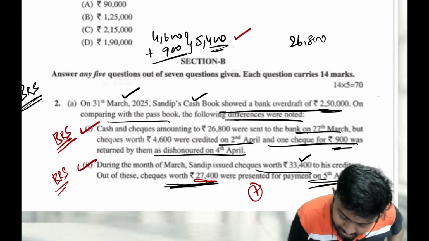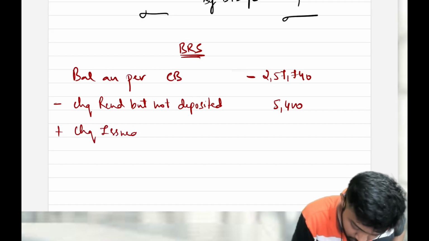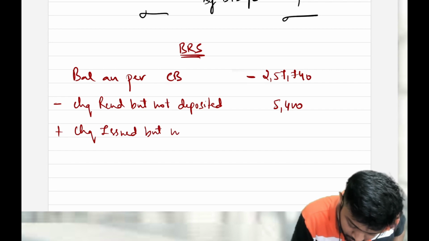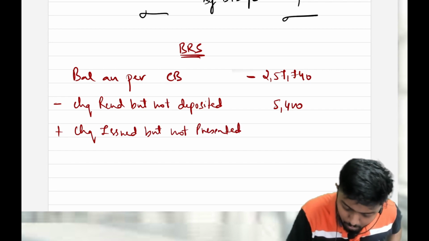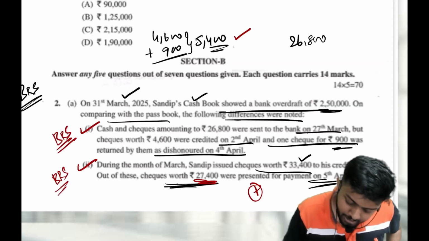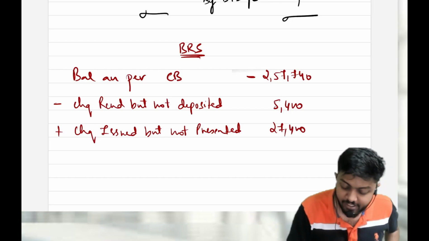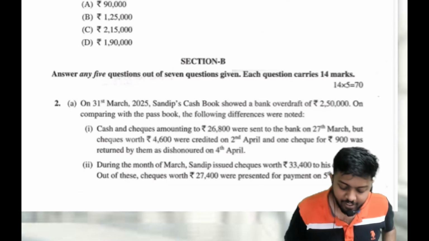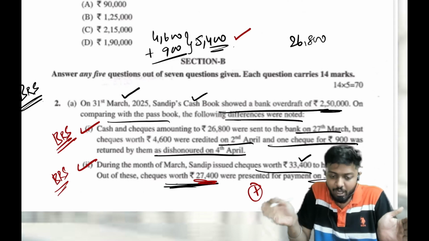What is the reason for the difference? 27,400. So add check issued but not presented. So how much would that be? That would be 27,400. That is the cause of the difference. I hope you understand how to find out the cause of difference. Whichever comes within the period, there will be no difference. Within the BRS period, what will be the difference?